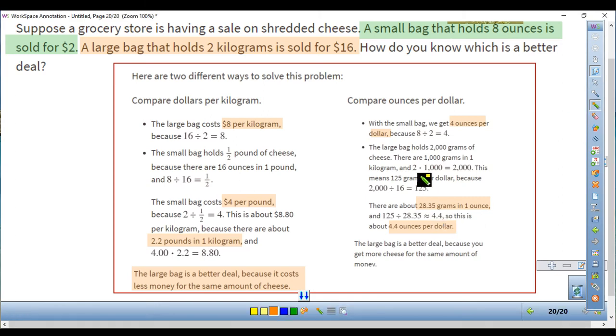So in this instance, we have 4 ounces per dollar or 4.4 ounces per dollar. So you get more with this one. So the large bag is a better deal because you get more cheese for the same amount of money. So these are problems that we're going to work on in this unit.